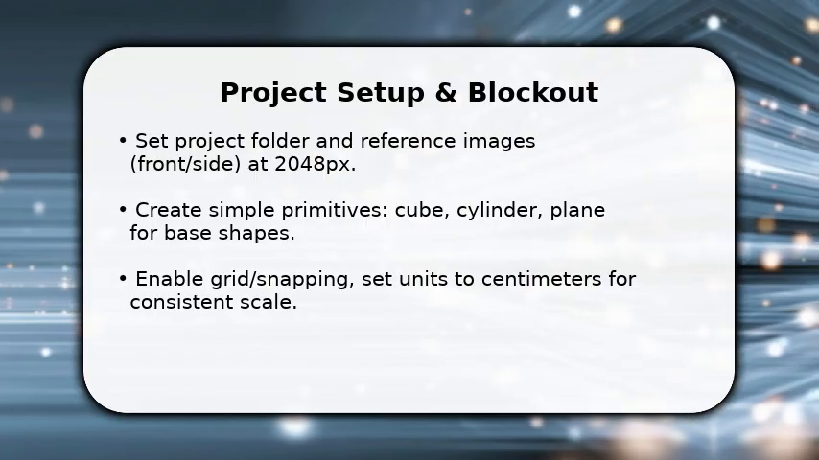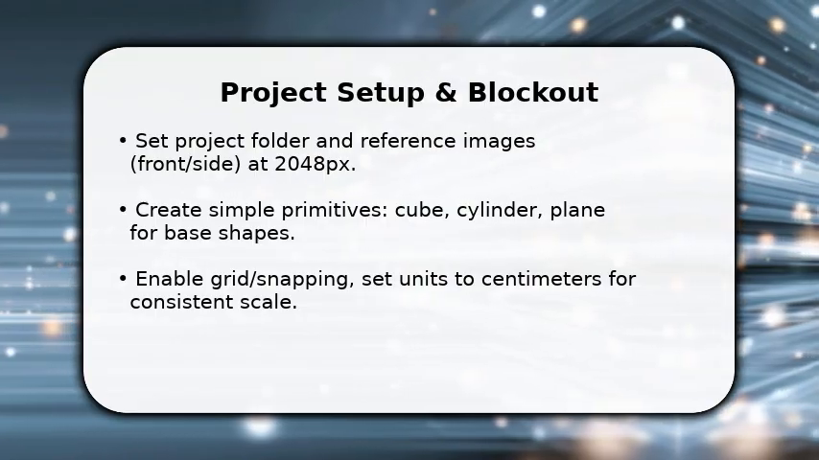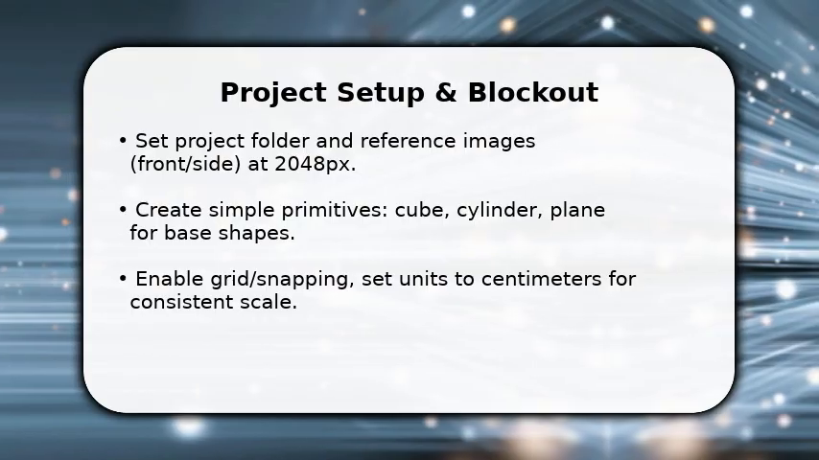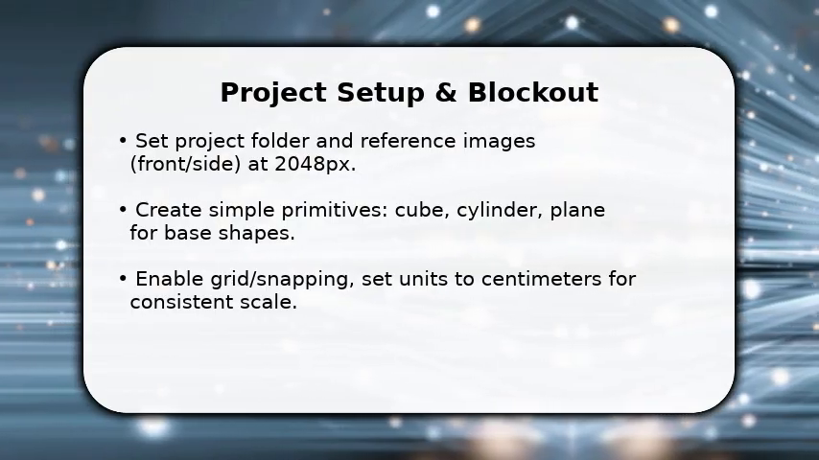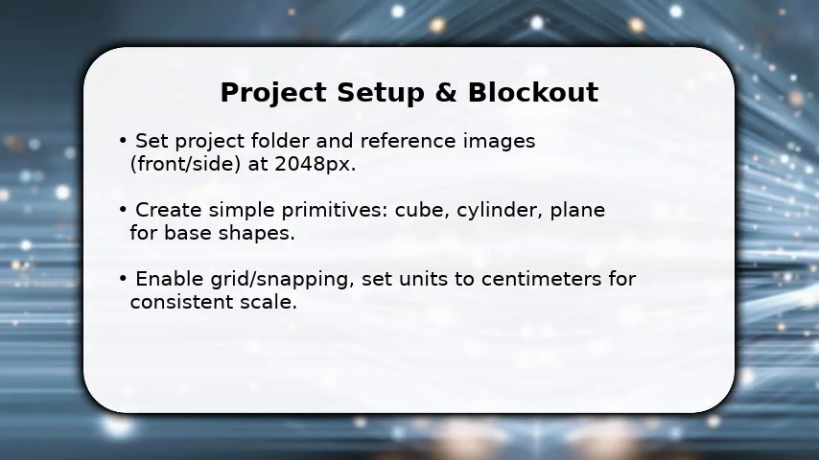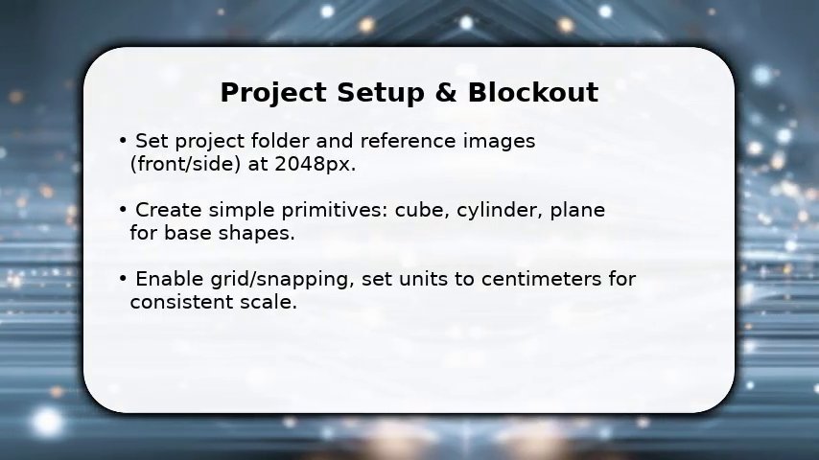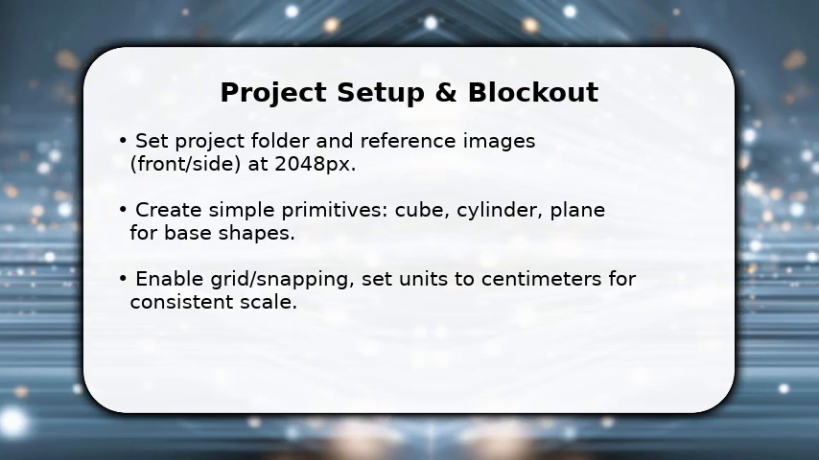Next, create primitives, cube for body, cylinder for limbs, so you can block out proportions quickly. Use grid snapping and set units to centimeters to match real-world dimensions. Once done, lock references and name your layers clearly. This makes iterative changes fast and keeps your scene tidy as you refine.